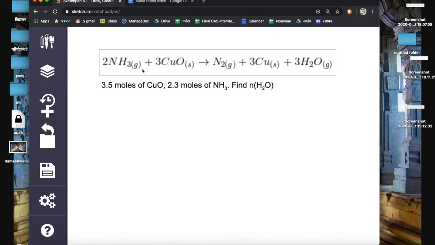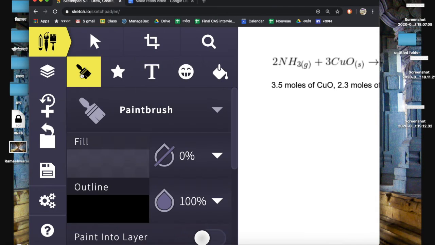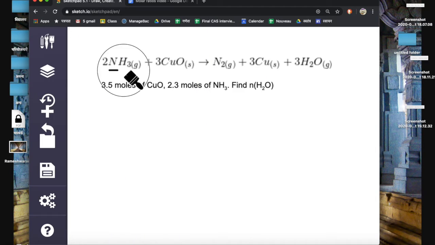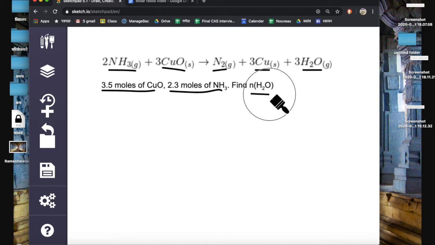So you are given a reaction between ammonia, which is NH3, and copper oxide, and it produces nitrogen, copper, and water. We are told that there are 3.5 moles of copper oxide and 2.3 moles of ammonia. Find n(H2O). N in bracket notation, like function notation almost, is the number of moles of. So n(H2O) is the number of moles of H2O.